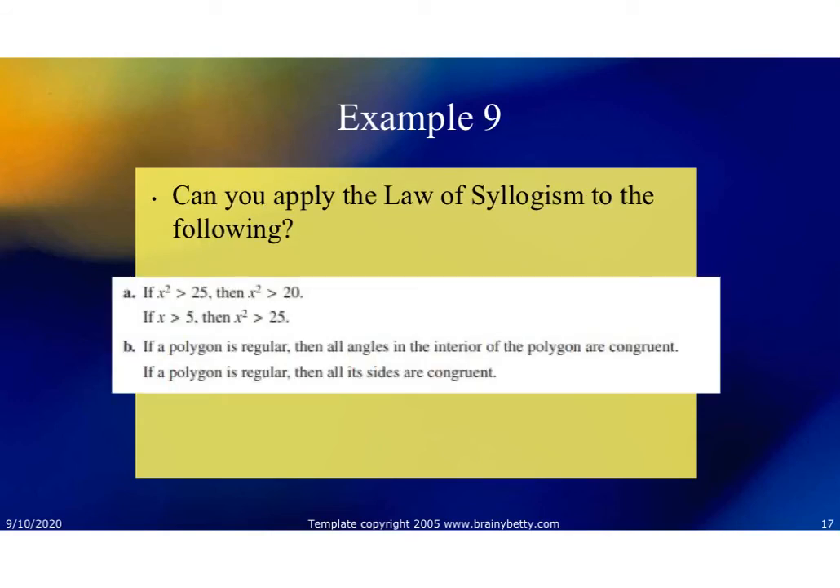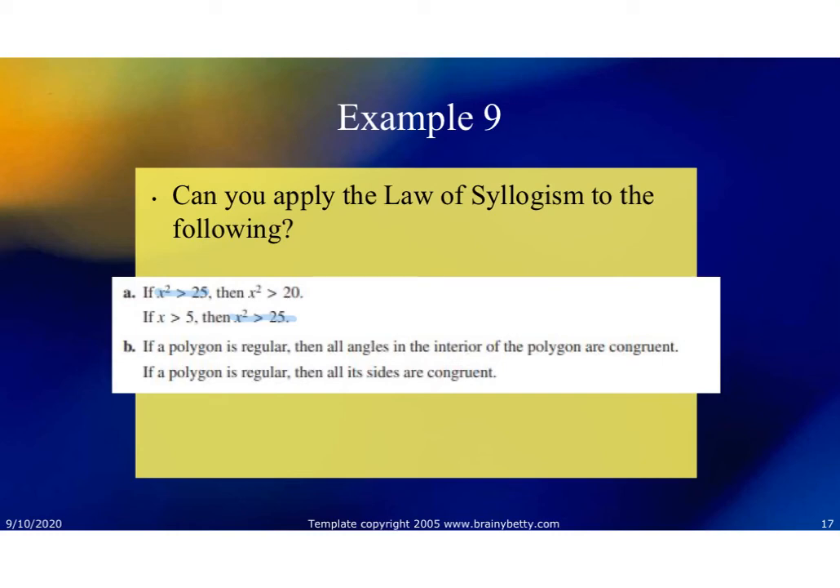All right, can you apply the law of syllogism to the following? One of them you can apply it, one of them you cannot, okay? So we've got if x squared is greater than 25, then x squared is greater than 20. If x is greater than 5, then x squared is greater than 25. So this one's a little tricky, and I'm going to explain why. I noticed that x squared greater than 25 is used twice, right? But it's not in the order that we're used to.